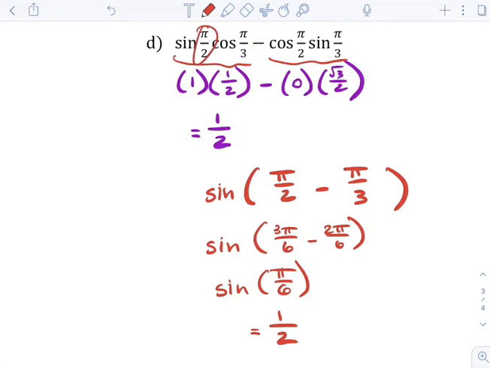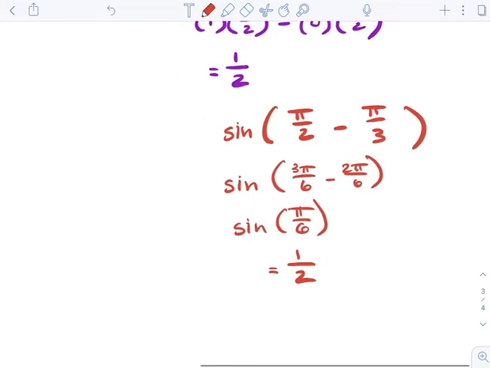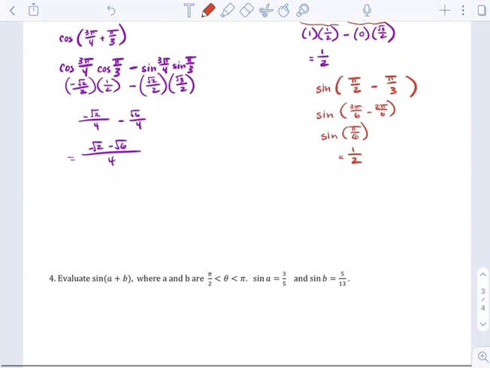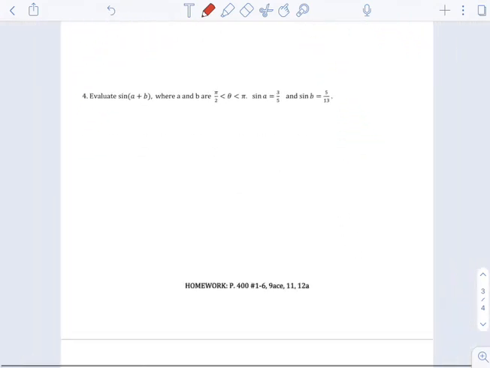It's a little bit faster if you don't know your special triangles to convert it into a single ratio, which is this, and find the answer. But sometimes we're going to get angles that are not nice ones that we're not used to working with, where I'm going to have to convert it. And there'll be another one like that as we continue.